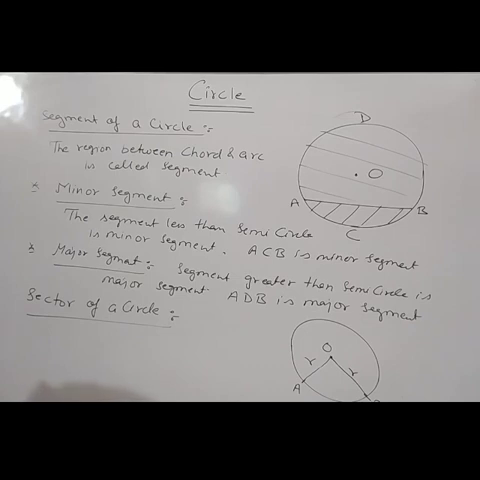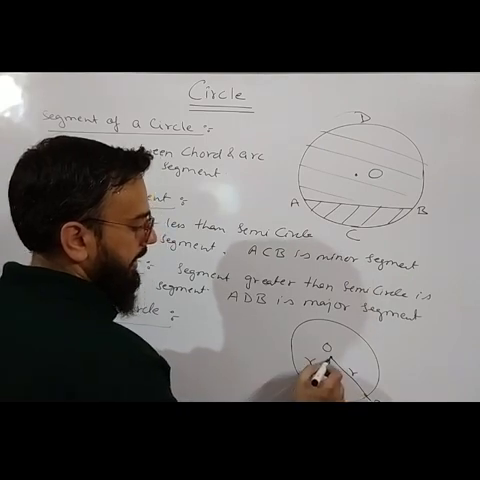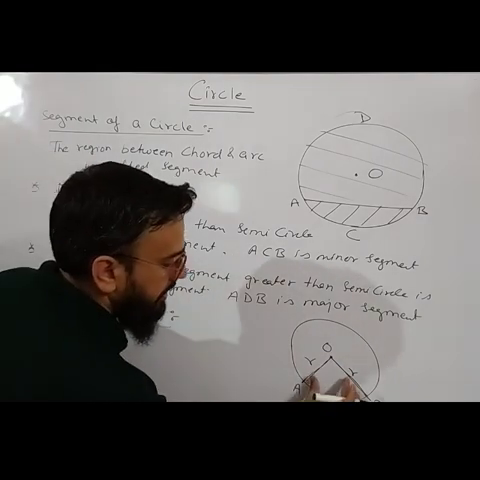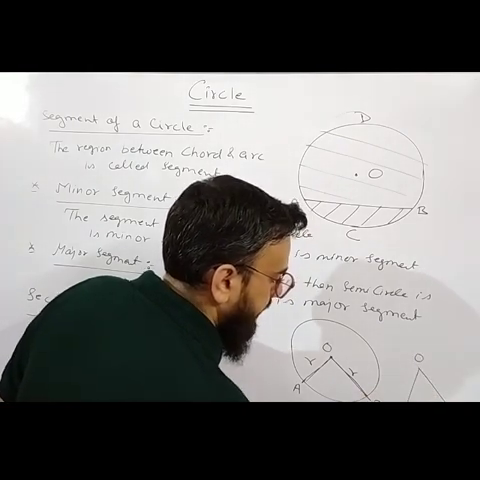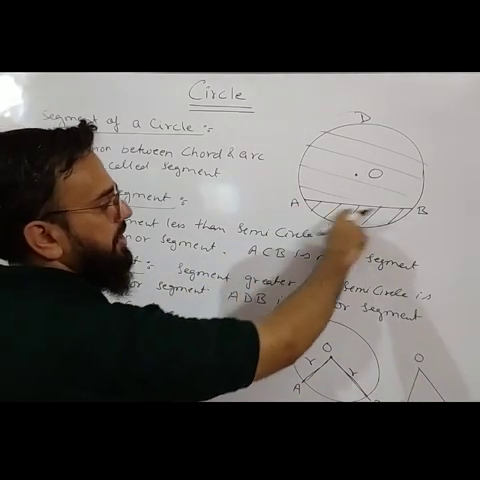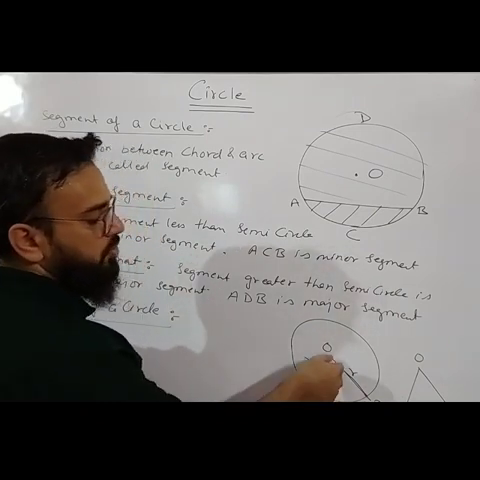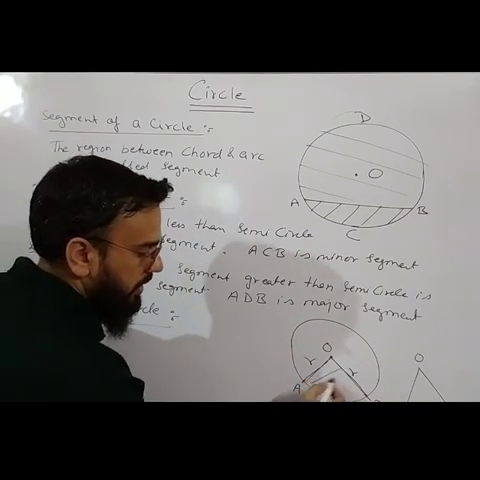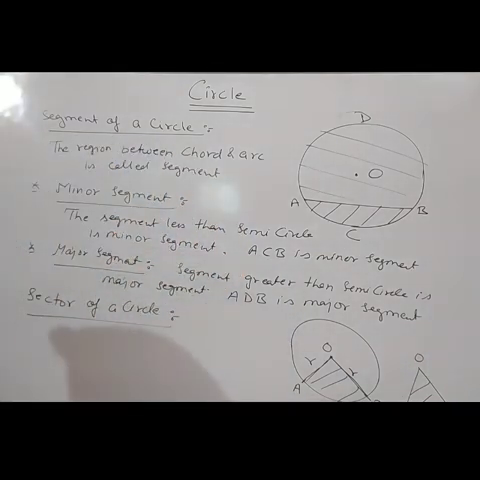Then what is the sector? The sector is the region between the arc of the circle and both the radii. This particular region AOB will be called a sector. This is our sector, OAB. In case of segment, it was a straight line, that was a chord. But in case of sector, we have an arc and we join both the points of the arc with the center. Then this particular figure, this shape of pizza, is a sector. Clear?